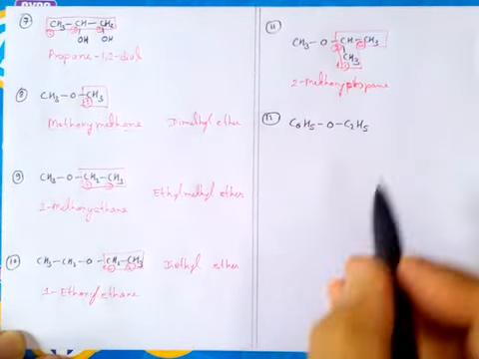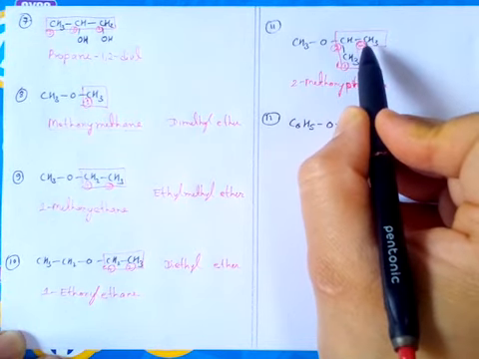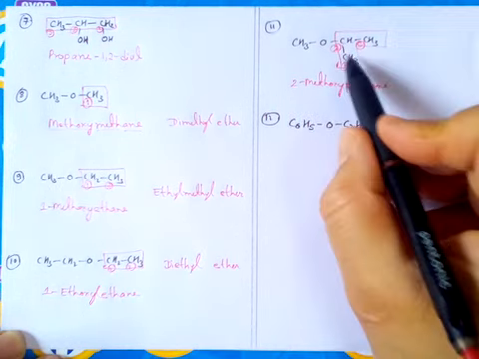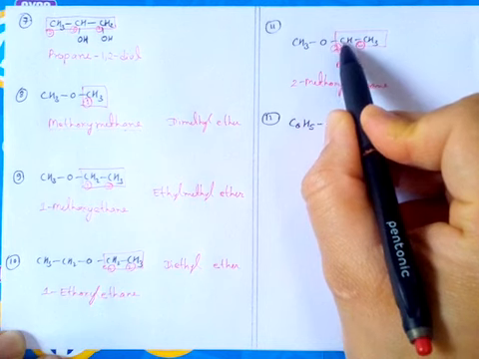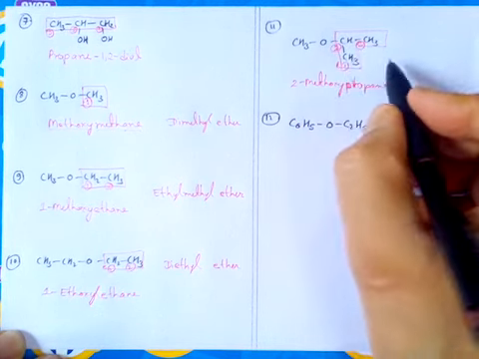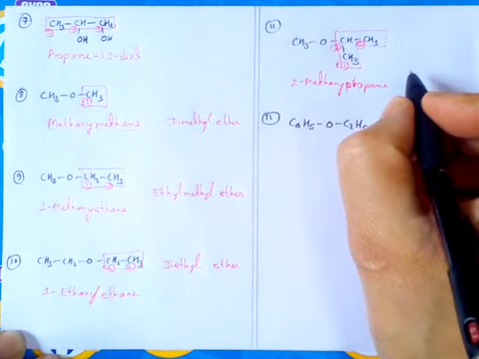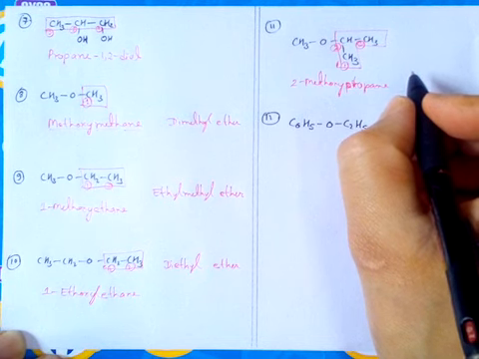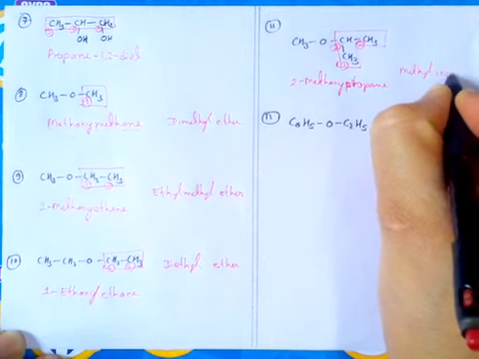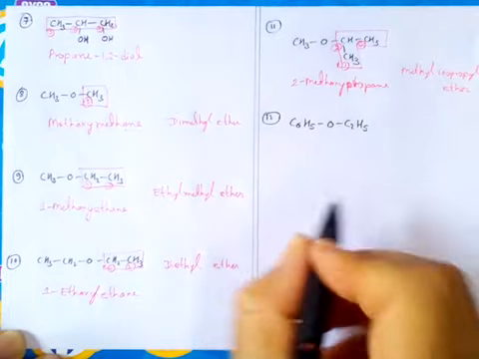Now what will be its common name? In the common name, this is a methyl. Now what is this? This is isopropyl, right? Because this is a secondary carbon which has one CH3 as a branch. So its name will be methyl isopropyl ether. Okay, so this will be the common name.